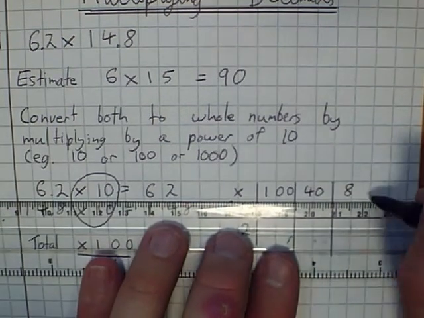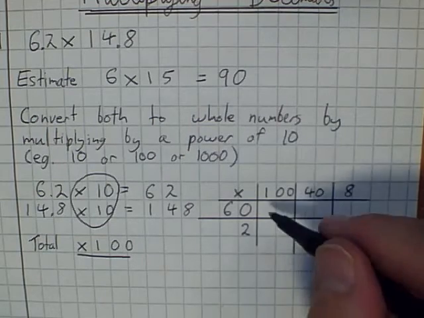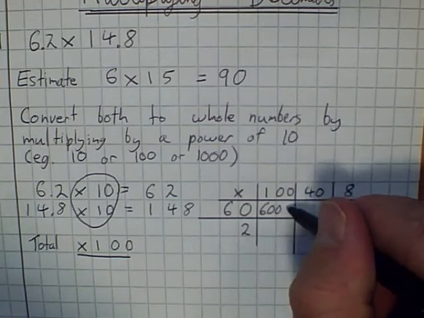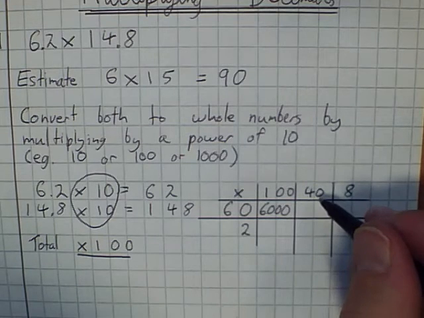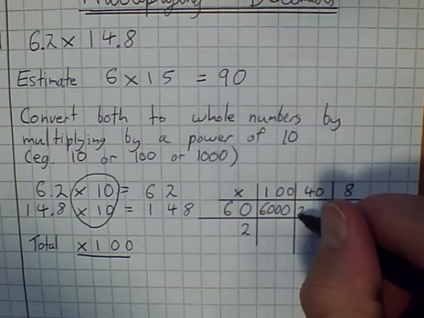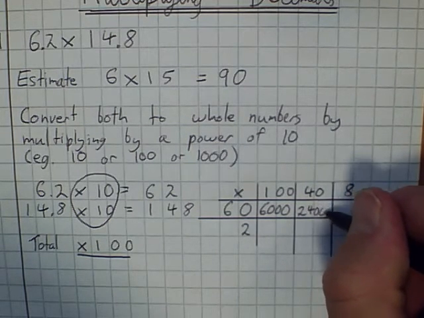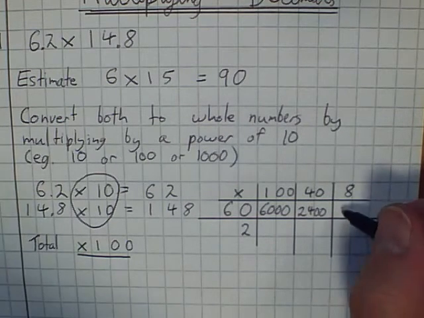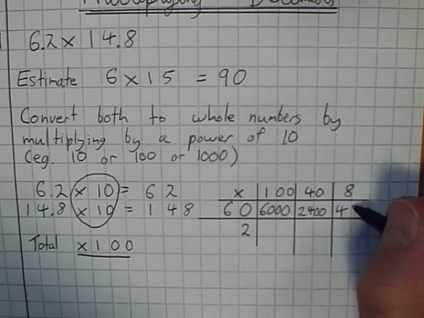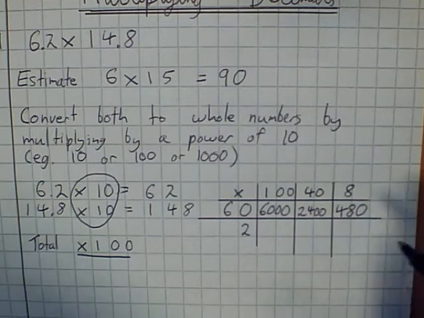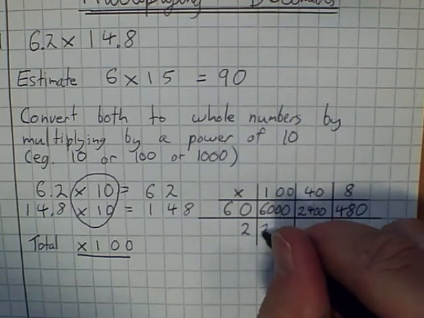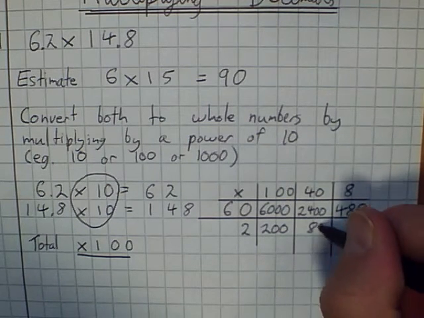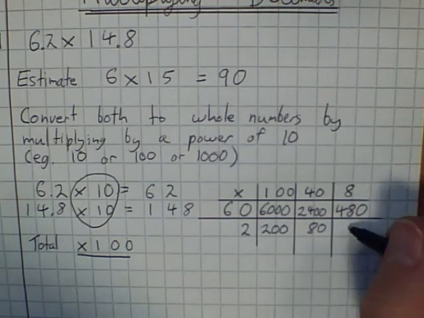So let's have a look what we got. Careful, 60 times 100 is 6,000. 60 times 40 is 2,400. 60 times 8 is 480. 2 times 100 is 200. 2 times 40 is 80. And 2 times 8 is 16.